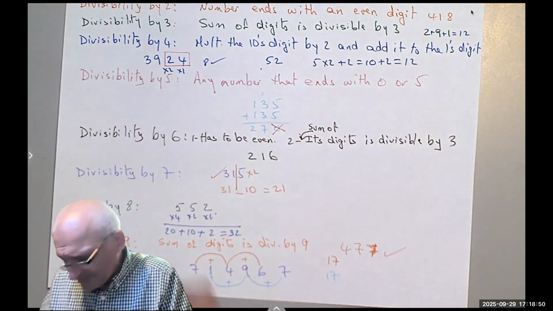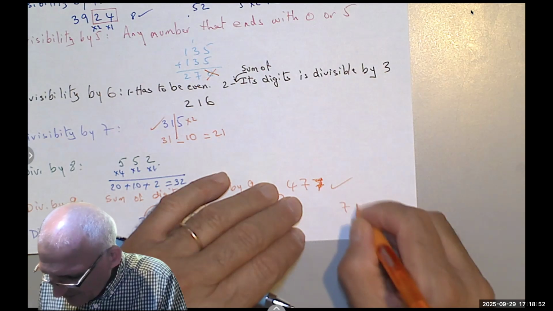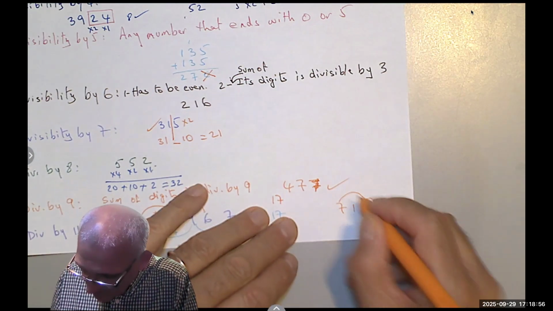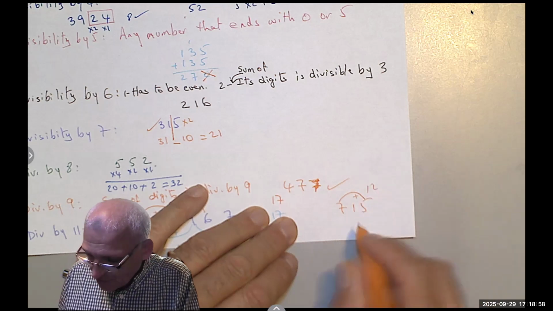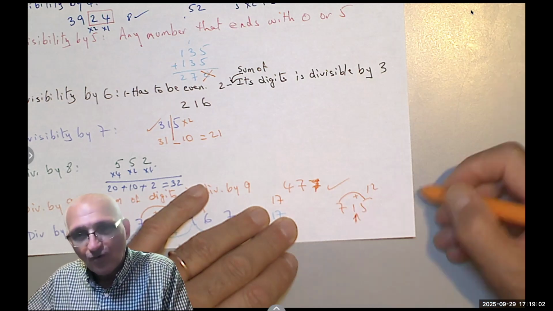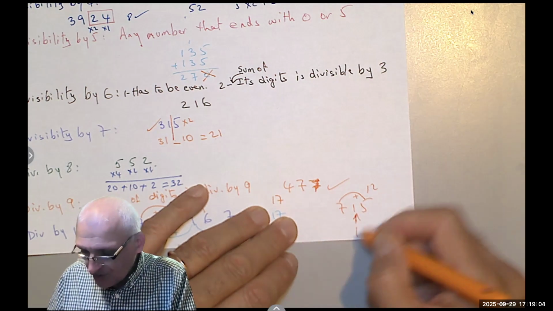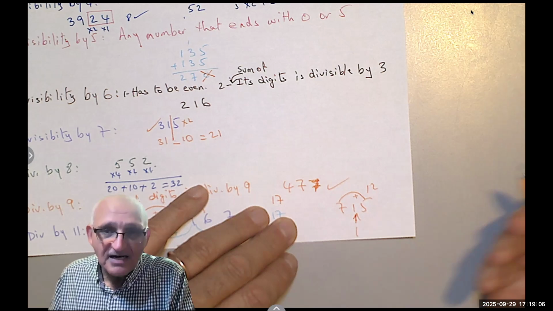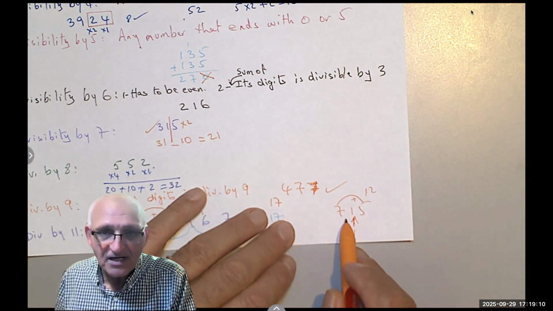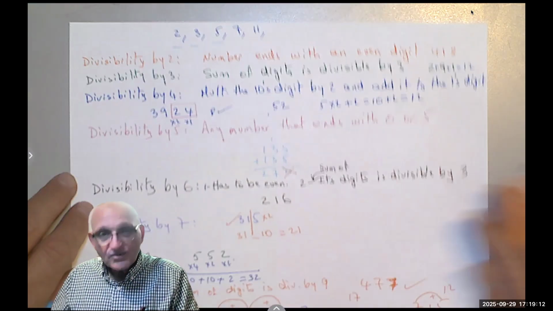Like, for example, let me show you 715. 7 plus 5 is 12, and there is only a single digit that is second. There is no fourth, right? 1. The difference between 12 and 1 is 11. So this number is divisible by 11. In fact, it's 65 times 11. I hope this was clear.